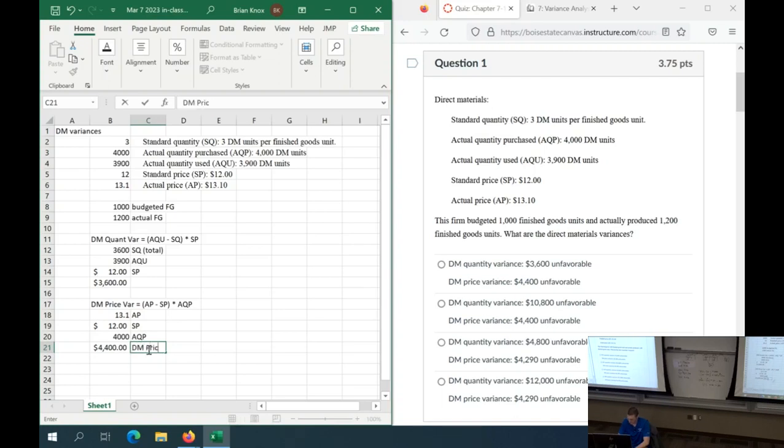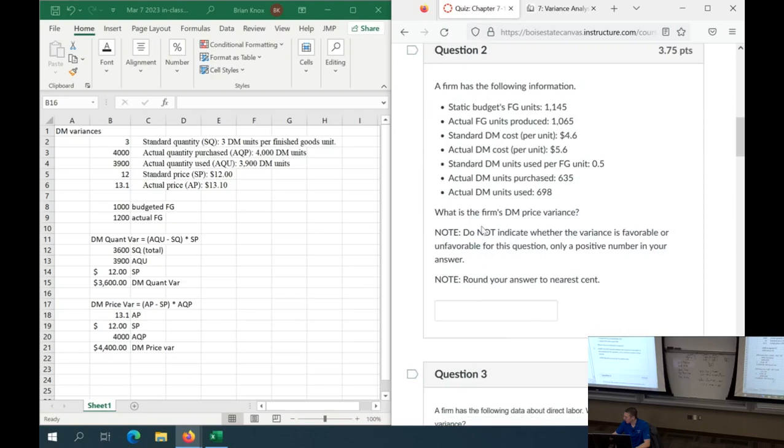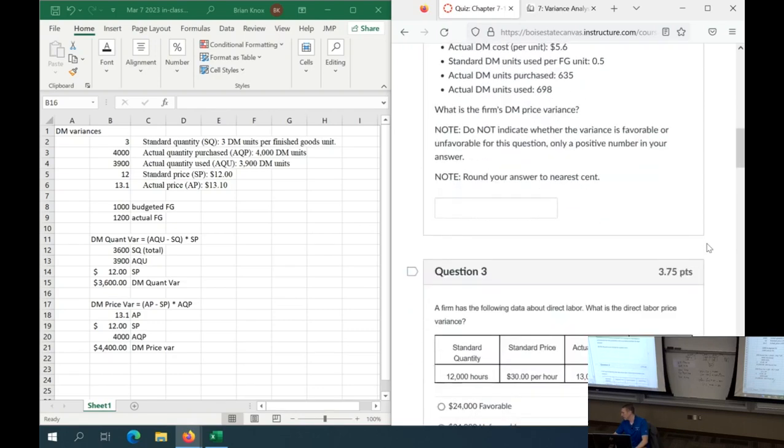DM price variance. This is our direct materials price variance, quantity variance. I am committed to varying direct labor versus direct materials instead of quantity versus price in this question. I don't know why. My brain really wants to do that. Great. One question. Oh, and now we get an open answer one. I'll skip over it for now.